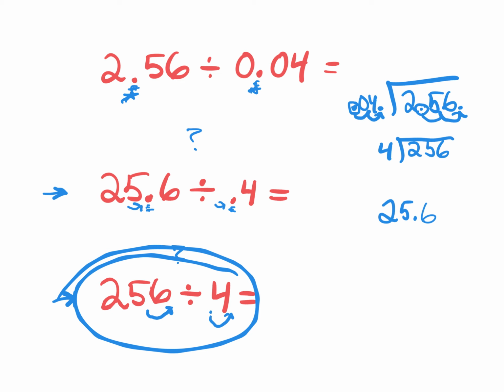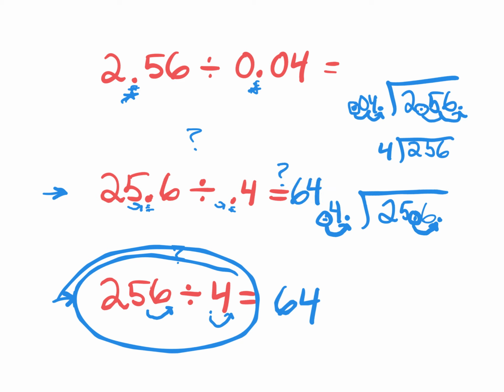25 6/10 divided by 4/10. Okay, where do we start? Well, the decimal for the divisor. We're going to move this over until we have a whole number. And this just takes one jump to give us 4, which means on the inside, we're going to do the same thing. So what this tells us is, I know 256 divided by 4 is 64. So what do you think this problem is going to be? If you said the same, you're correct. And what about this problem?